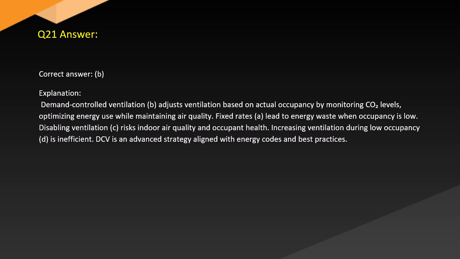Answer. Correct answer: B. Explanation: Demand-controlled ventilation, B, adjusts ventilation based on actual occupancy by monitoring CO2 levels, optimizing energy use while maintaining air quality. Fixed rates, A, lead to energy waste when occupancy is low. Disabling ventilation, C, risks indoor air quality and occupant health. Increasing ventilation during low occupancy, D, is inefficient. DCV is an advanced strategy. Align with energy codes and best practices.